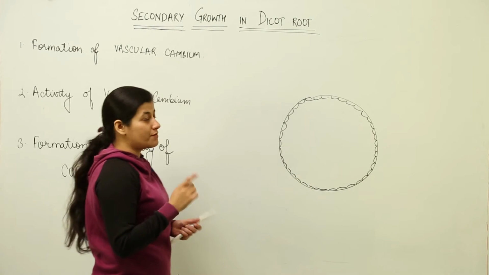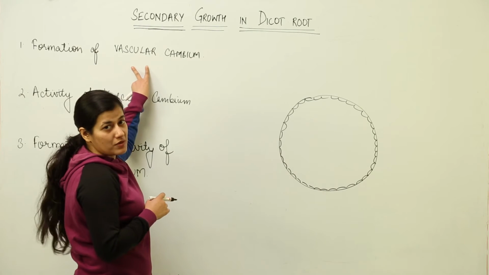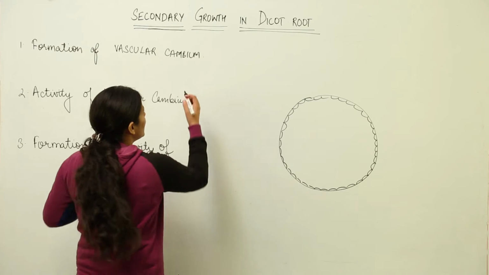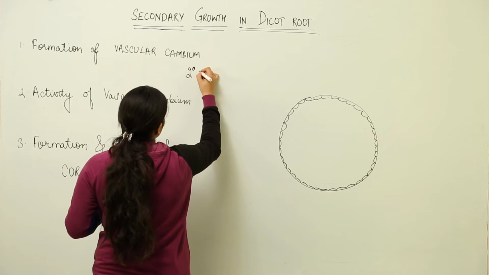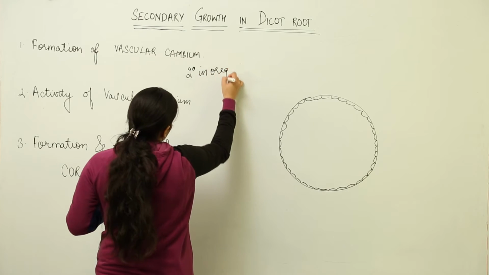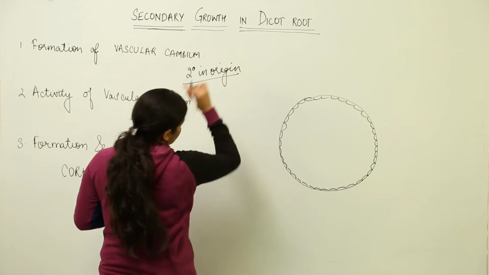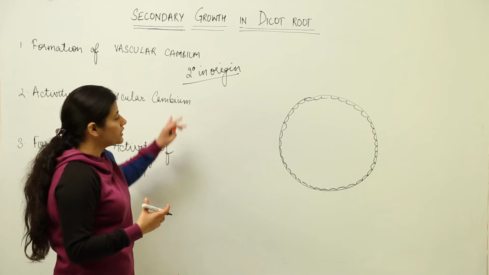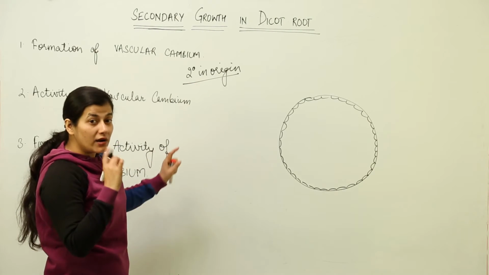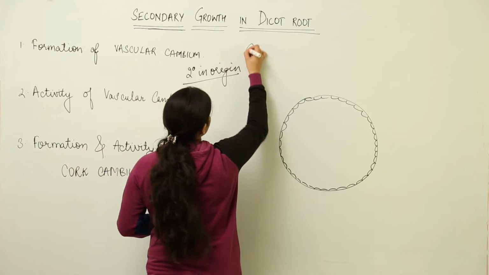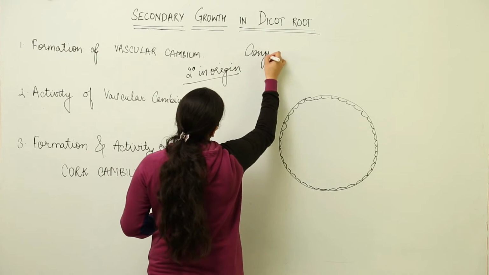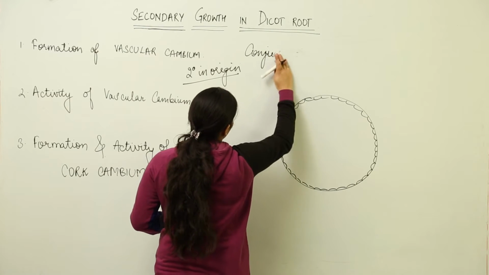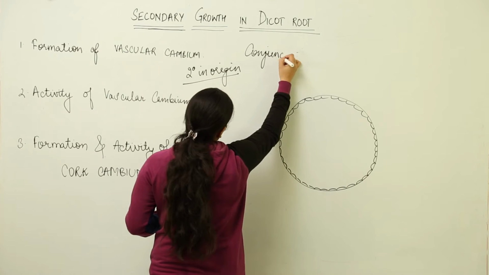The first point of remembrance is that the vascular cambium, which is formed in the secondary growth in the case of a dicot root, is secondary in origin. That means some originally present cells would become meristematic. They would get de-differentiated and they would become meristematic. And which cells would become meristematic? That is conjunctive tissue. Now try to recall what was this conjunctive tissue, or where were these cells located.